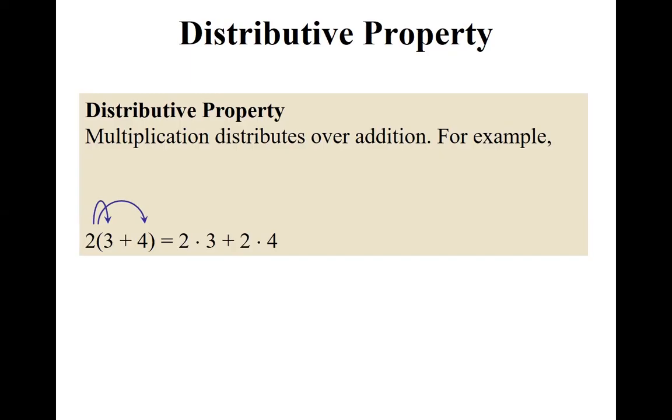And you might be saying, well, why don't we just add the 3 plus the 4 to get the 7, and then the 7 times the 2 is the 14, as opposed to 2 times 3 is 6, and 2 times 4 is 8, and 6 plus 8 is 14. Why would we ever want to do this?